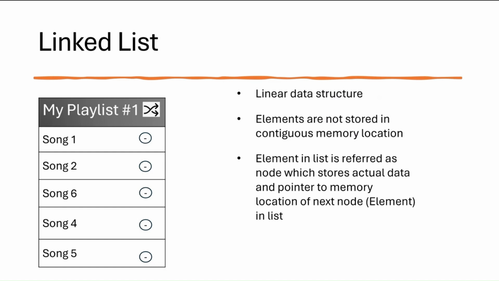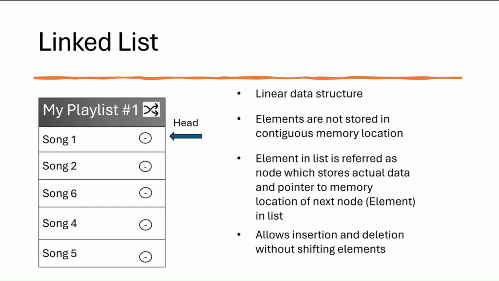An element in the list is referred to as a node. So whatever you are seeing, song 1 or song 2, it is called a node, which stores the actual data, basically our song, and a pointer to the memory location of the next node. Basically the song 1 node contains the pointer to the memory location of song 2 in the list. It allows insertion and deletion without shifting the elements. So when we try to insert or delete elements in an array, we have to shift elements to fill that gap. But in a linked list, we don't need to. We'll understand that in the next slides. But these are the properties of the linked list data structure.